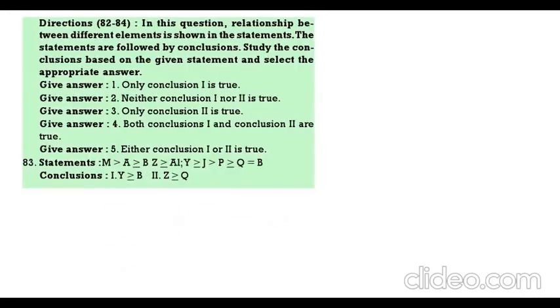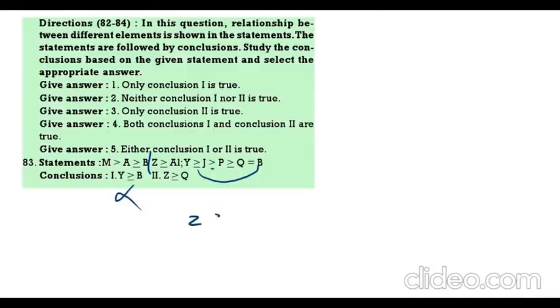M greater than A greater than or equal to B, Z greater than or equal to A, Y greater than or equal to Z, Y greater than or equal to J, J greater than P, P greater than or equal to Q, Q is equal to B. Now Y greater than or equal to B: we can say Y greater than B, because here the symbol is missing. So Y greater than or equal to B does not follow.